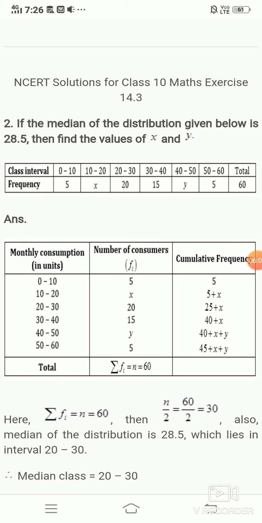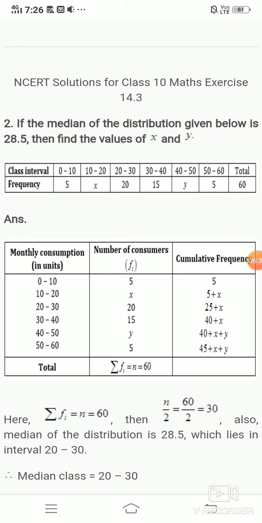50 plus x plus y means 50 plus x plus y, right, like that. So it is not possible to add unlike terms. Here x and 50, a number and a variable, are unlike, so it is not possible to add, right? So as usual, write a table: xi, fi, cumulative frequency. Here x is given, so add 5 plus x.